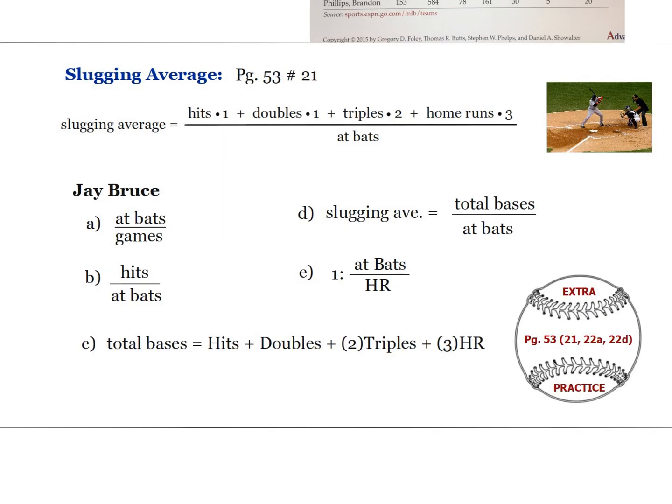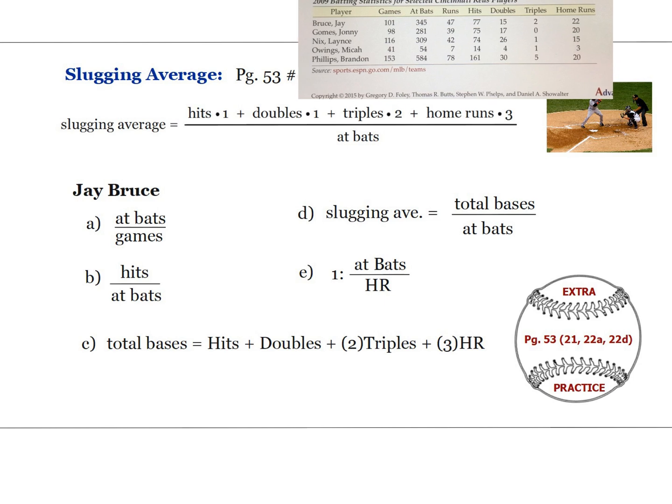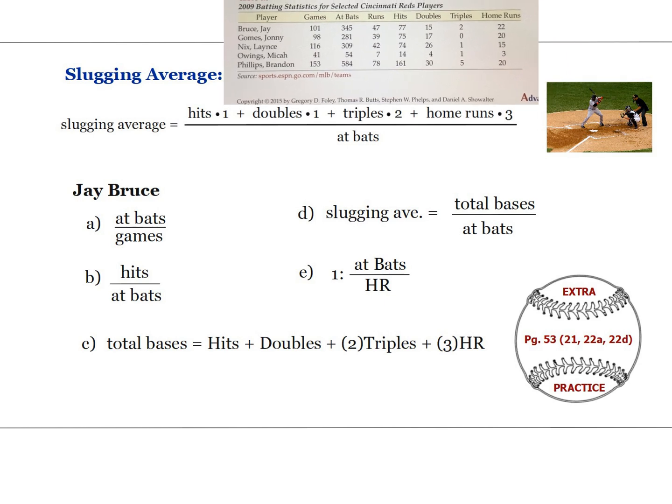Okay, for the last part of this video, let's look at the baseball player Jay Bruce. Again, I've got the formula up there for the slugging average, but we're going to figure out a couple more things. This is on page 53 in your textbook, and you can see Jay Bruce's stats up there. For part A, they want you to do at-bats per games. If you look at the data, we have 345 at-bats divided by 101 games.